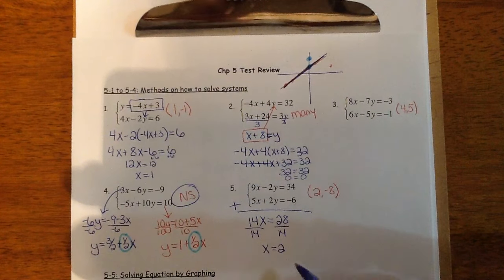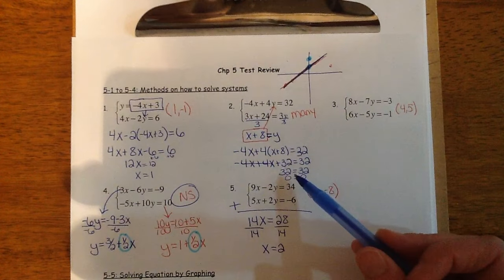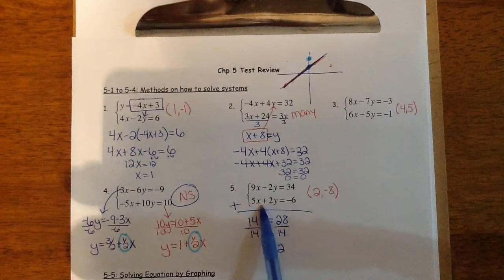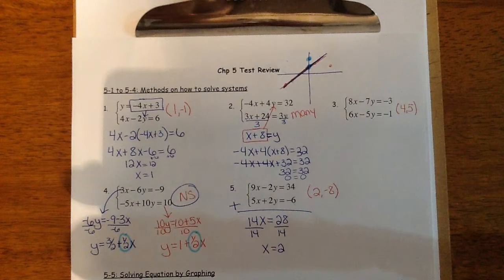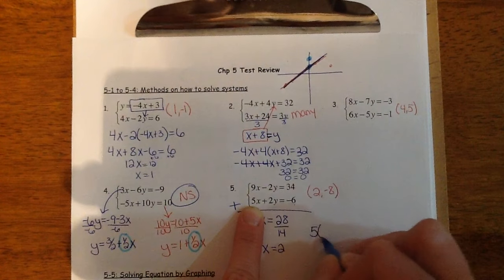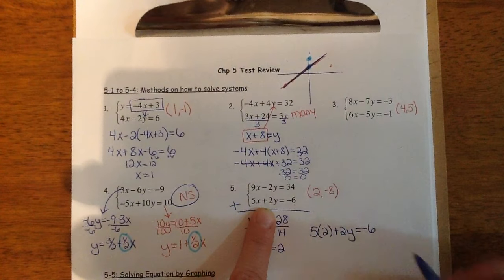Now the only thing that's bad about this one is trying to get your y value. There's no good equation to plug it back into. You just have to kind of pick. I probably might pick this one just to stay away from the 34. So if I plug the 2 in for x, I'm just using the second equation. You can use whichever one you want.